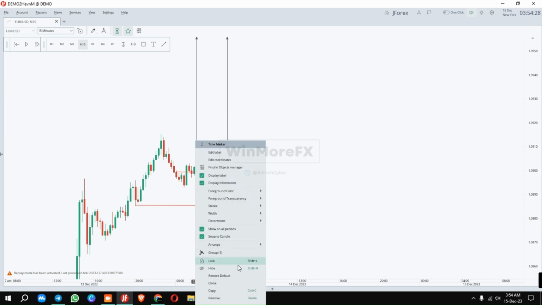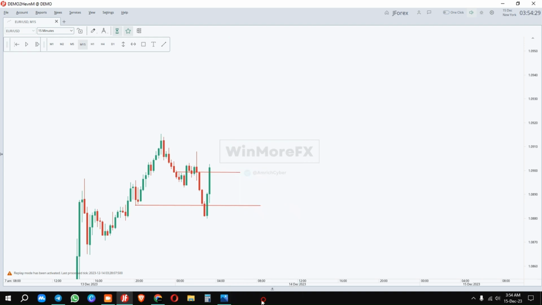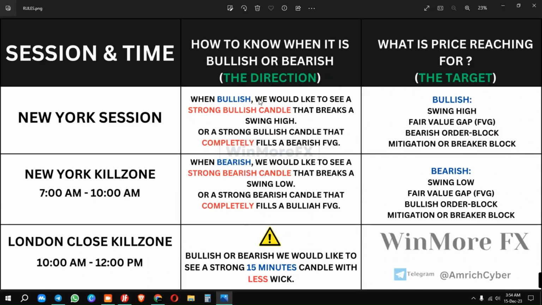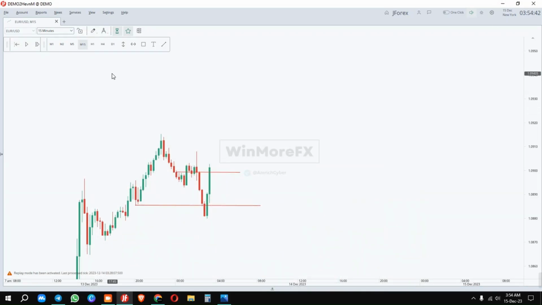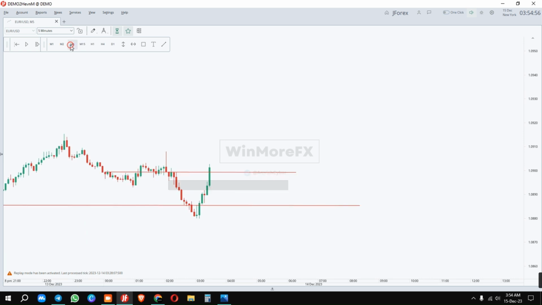Now let's go over our rules again. When bullish, we would like to see a strong bullish candle that breaks a swing high, or a strong bullish candle that completely fills a bearish fair value gap. What do we have here? A bearish fair value gap, and we have a strong bullish candle that completely fills this bearish fair value gap. So we are bullish.